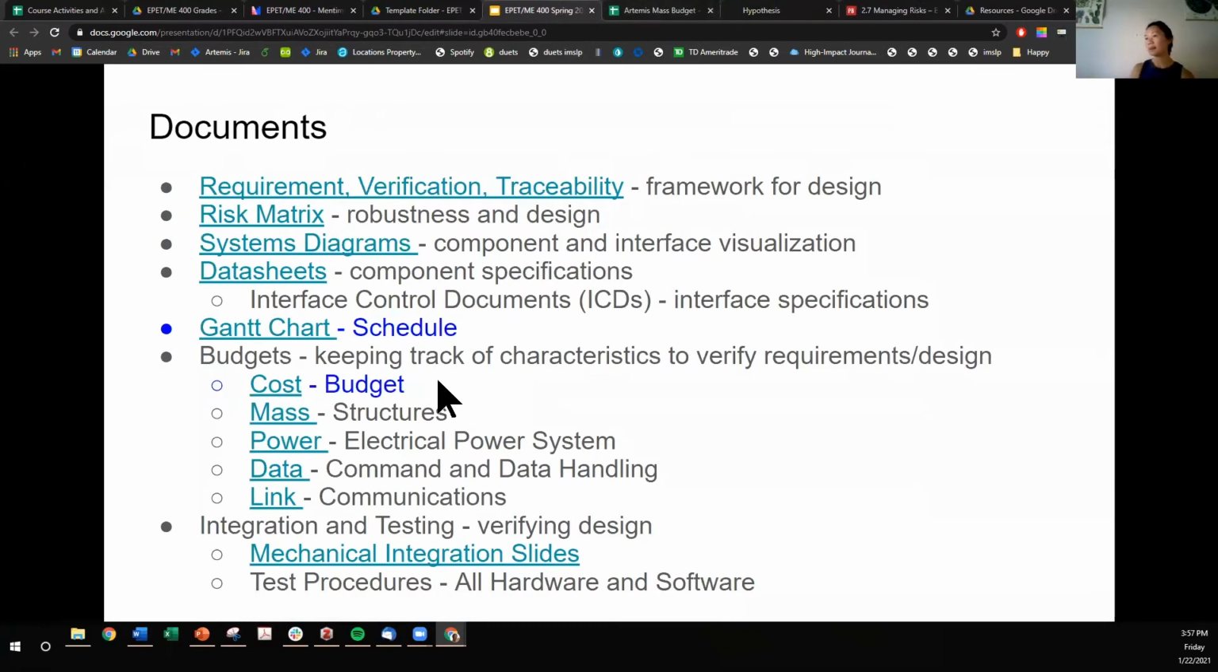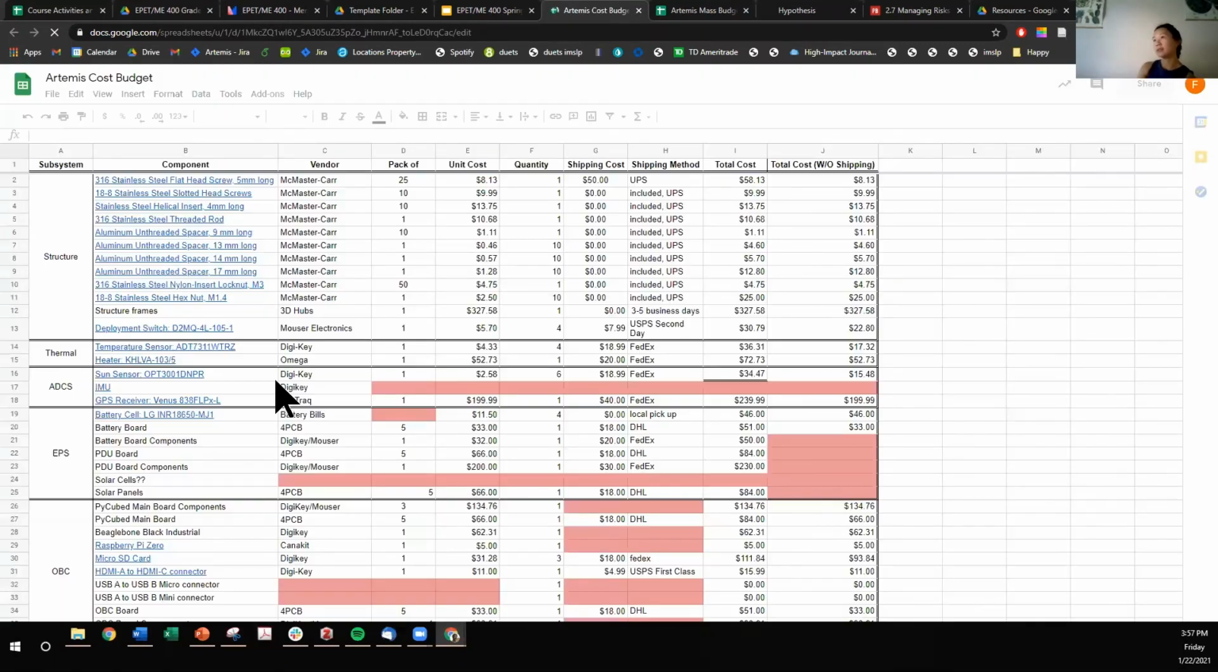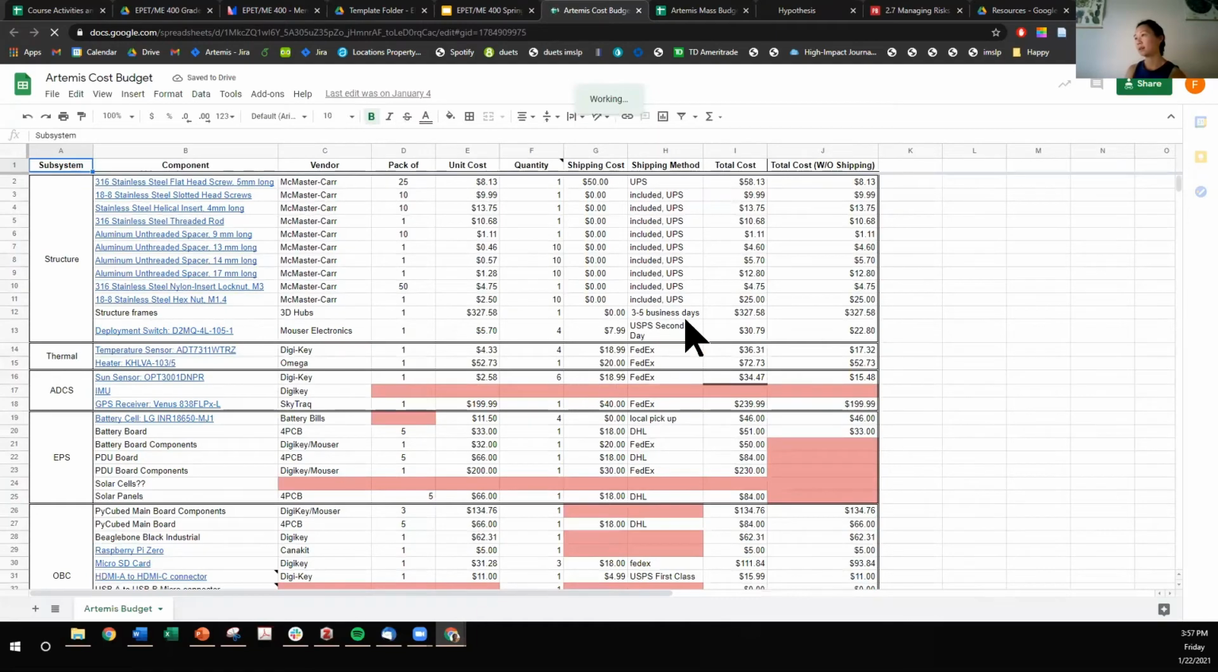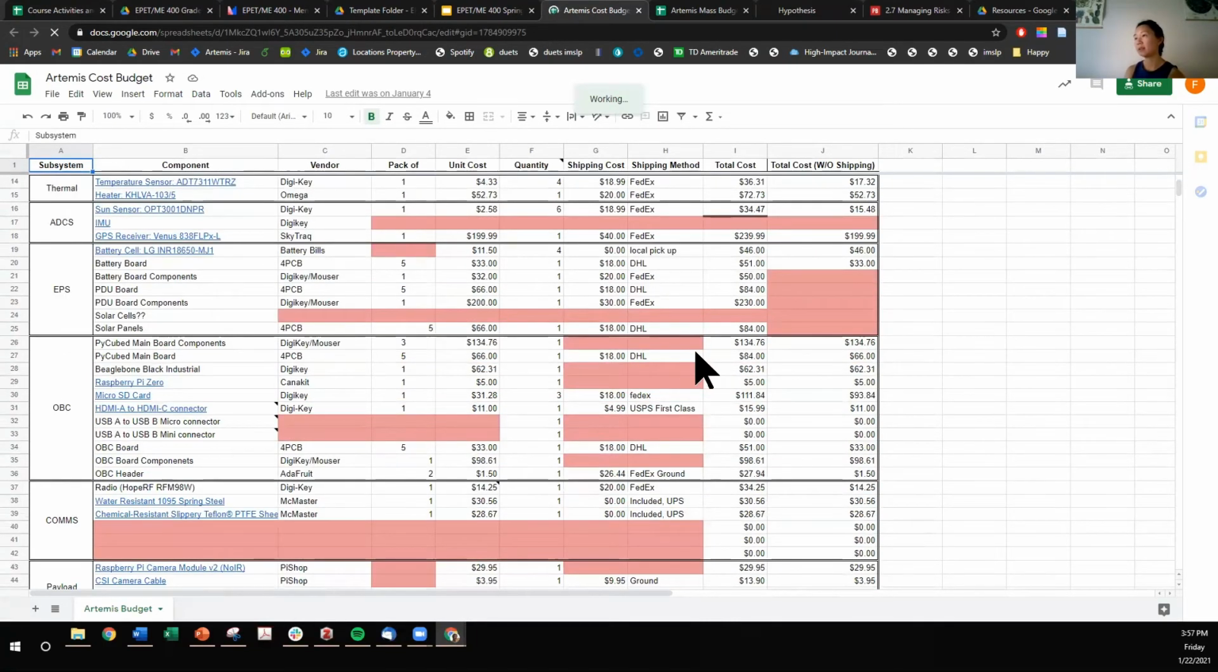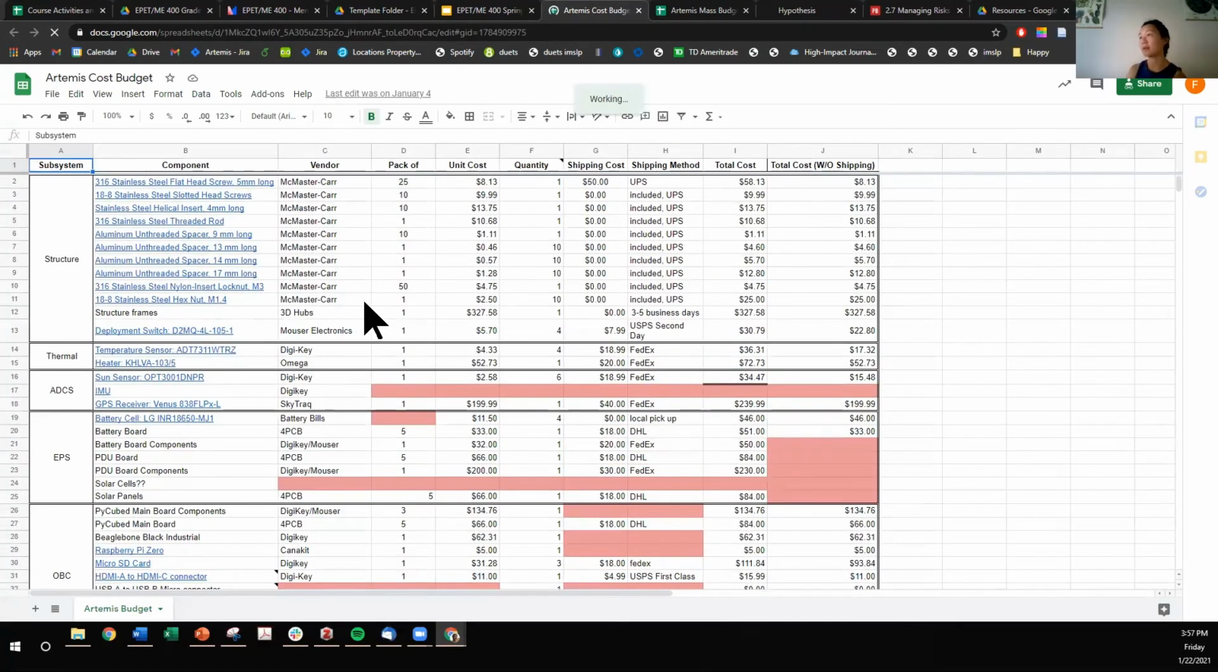Okay, now the different budgets. I've offered you the Artemis budgets. There is a breakdown here of all the different components that are involved in the kit. We have them all hyperlinked with their vendor, how many of them, the cost, the quantity. And this is important because your CubeSat kit, your CubeSat in general with the payload, has to fall under a certain amount of money.